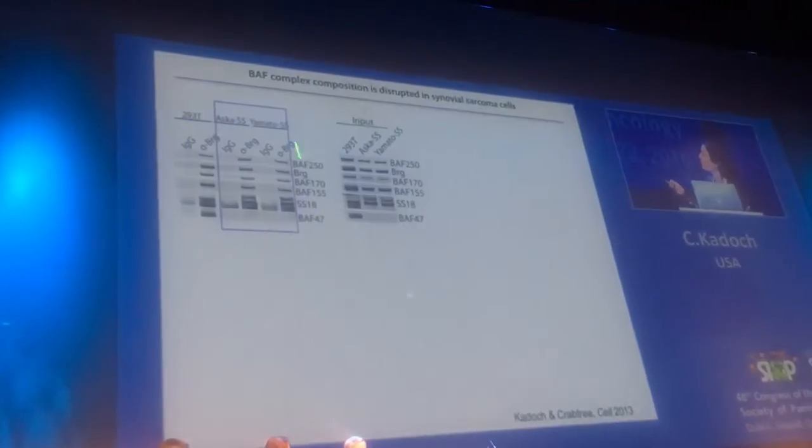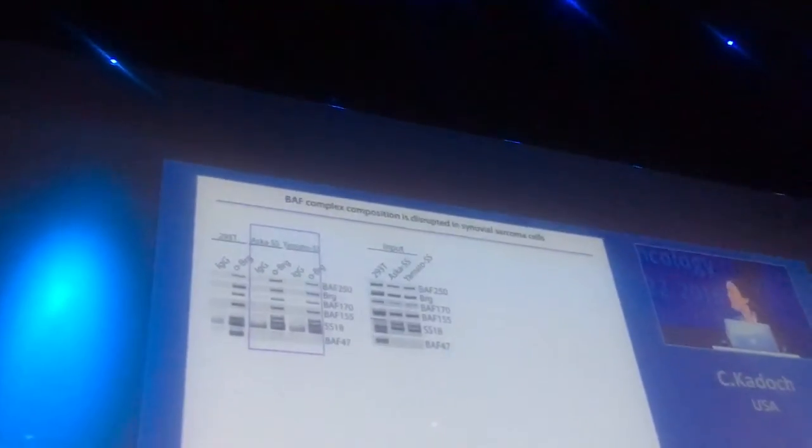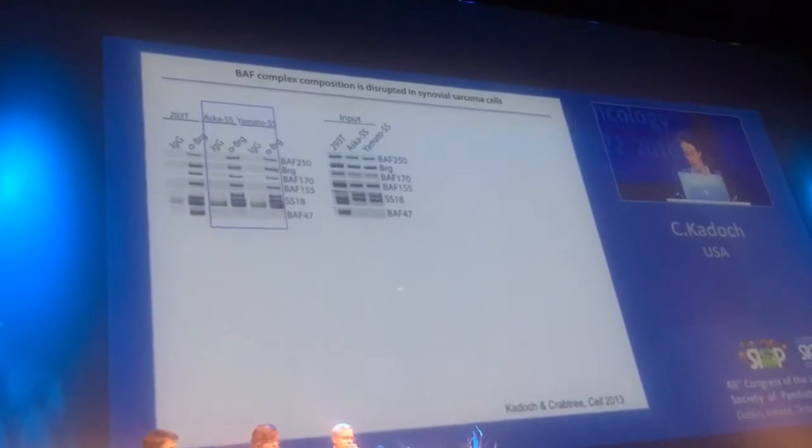Missing also from the total nuclear extract. So at the protein level, there's a serious downregulation of this BAF47 tumor suppressor subunit, and this is not true at the mRNA level. This is only true for the protein level, suggesting some sort of protein level regulation.